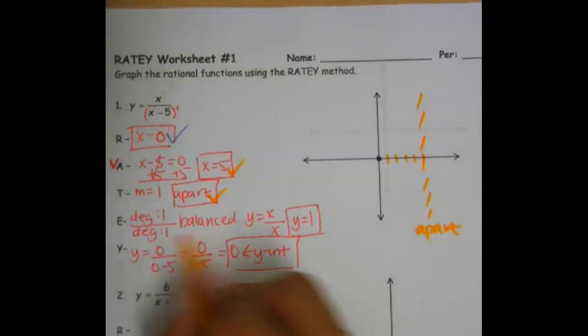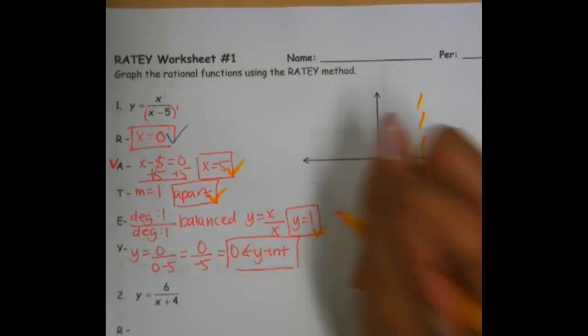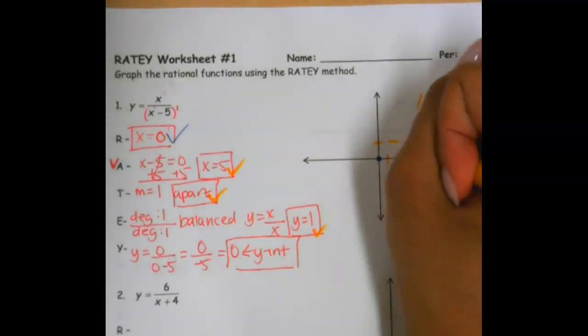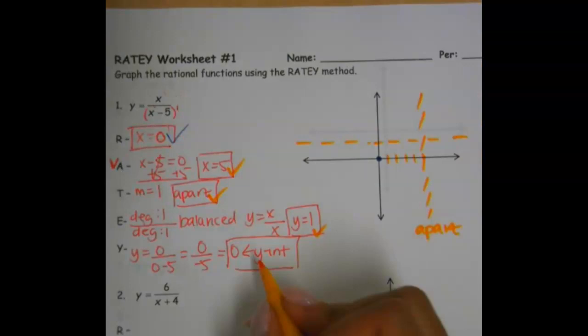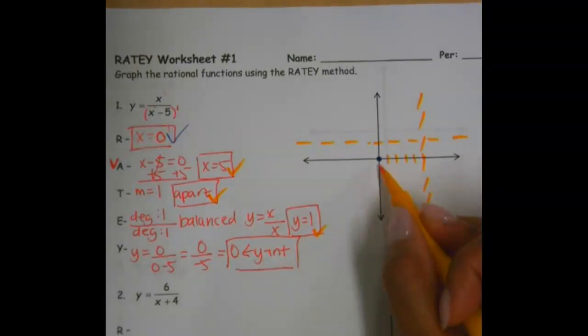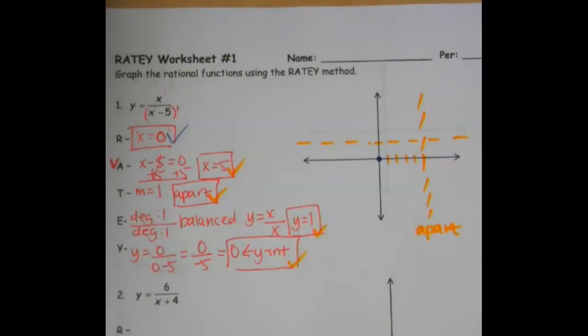My end behavior is at y equals 1. So let me graph that out. Here's 1. So y equals 1 will just be this line. And then my y-intercept is also at 0. If you look at the y-axis, guys, your y-intercept is already graphed. It's the origin. So I have everything I need.